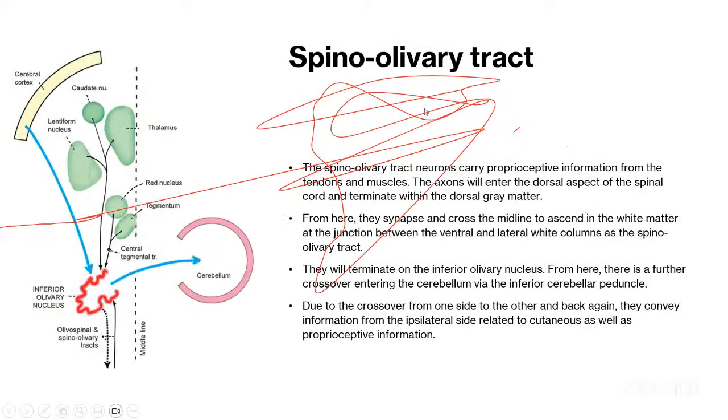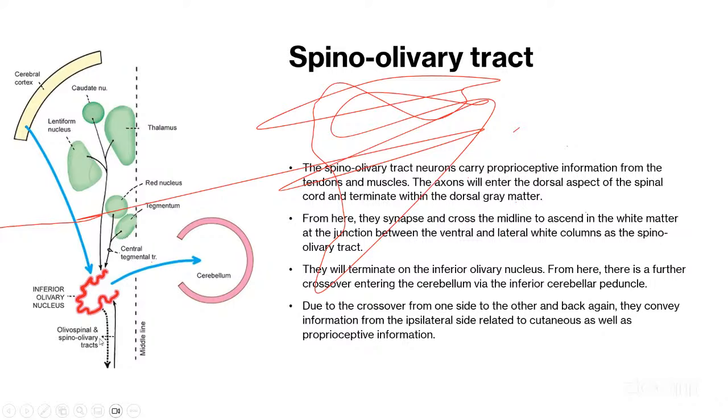The next ascending tract, one of the major tracts, is the spino-olivary tract. Spino-olivary tract neurons carry proprioception information from the tendons and muscles. The axon will enter the dorsal aspect of the spinal cord and terminate within the dorsal gray matter.